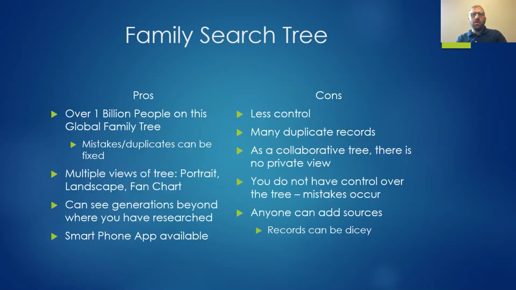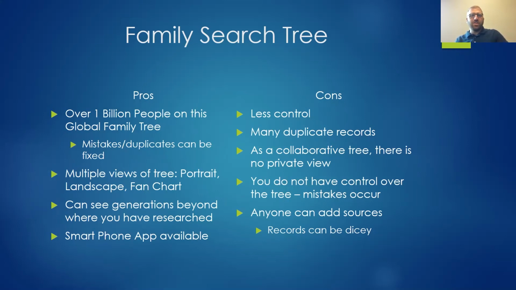The pros of using the FamilySearch tree is that there are over 1 billion people on this global family tree. As a result, mistakes and duplicates occur, but they can be fixed. That 1 billion is a little bit misleading because there are about 700 million duplicates. There are multiple views, which is a really good thing on the FamilySearch tree, and gives it a pretty dynamic quality. I love the fan chart, and I'll be showing you that in a moment.